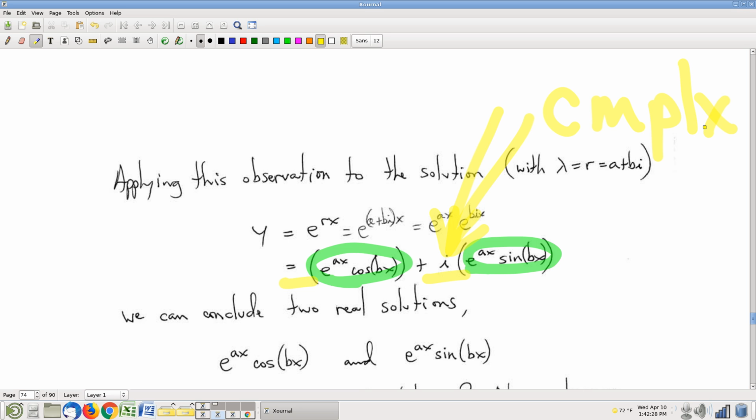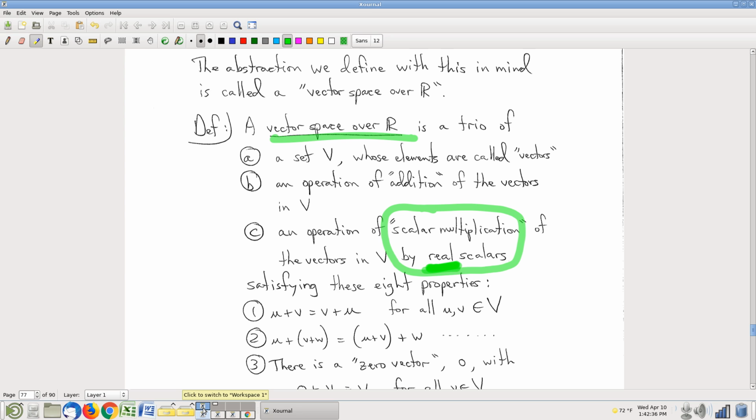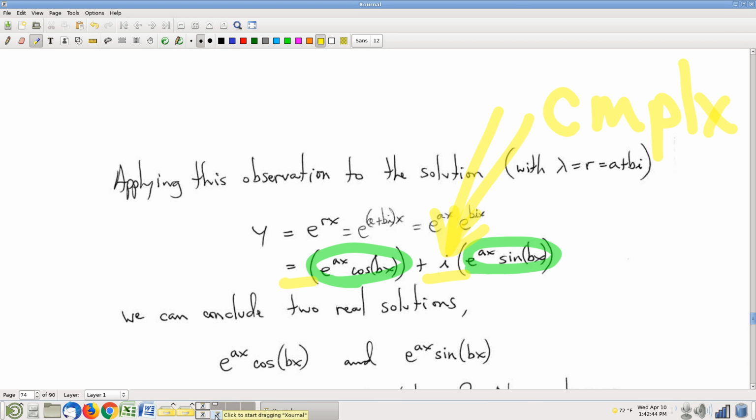We were talking about the vector space of solutions to these kinds of differential equations. Vector space, well, of course, the only sense in which we defined vector space was vector spaces over the reals. It says right here, you can only multiply by real scalars. And what did we go and do? Well, we multiplied by a complex scalar. That is a little math crime right there.